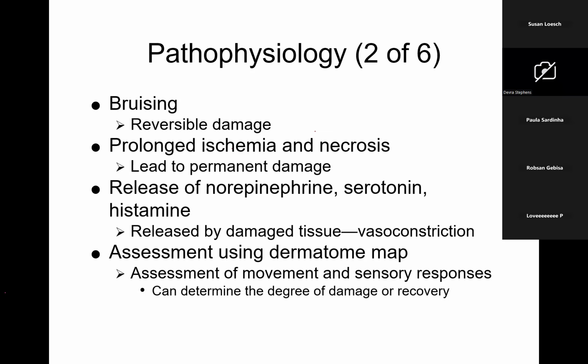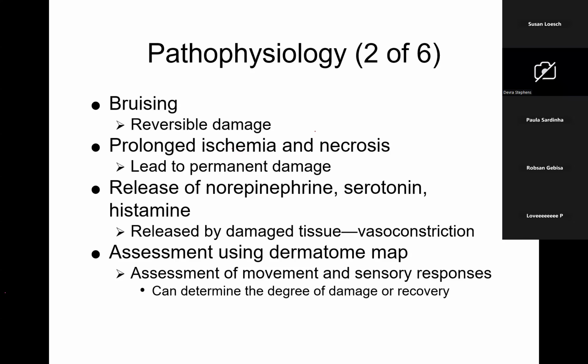So if they have just bruising to the area, probably they'll have edema, maybe some mild bleeding. It could temporarily impair the conduction of the nerve impulses, but it usually will return. If they have prolonged ischemia, or lack of blood flow to the area, and necrosis, that can lead to permanent damage. The bleeding and the inflammation can cause additional pressure and interfere with the blood flow.